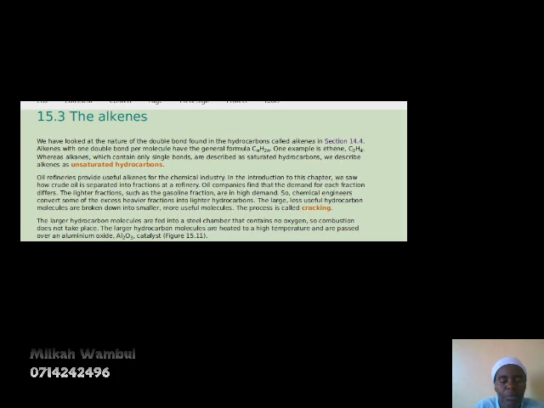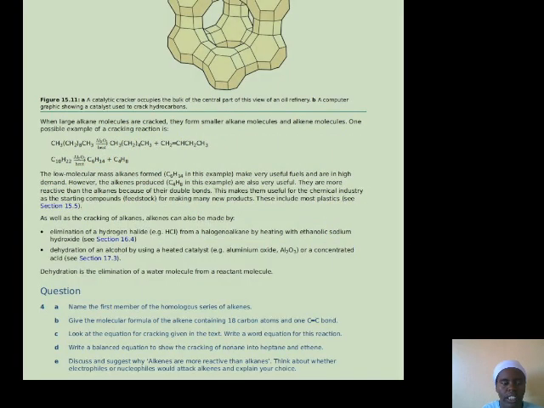Alkenes belong to a group of organic compounds known as hydrocarbons, and alkenes have a carbon-carbon double bond. So they are sp2 hybridized, and they are said to be unsaturated hydrocarbons because they have a double bond. We're going to look at reactions that include alkenes.